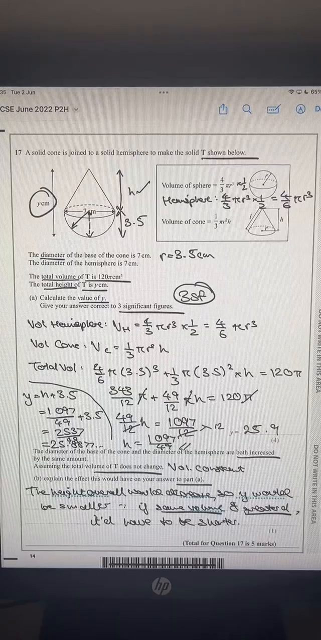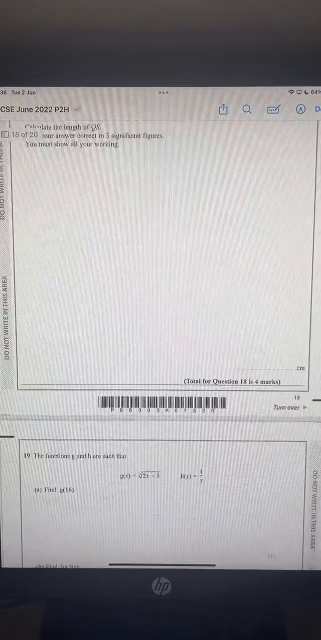Okay? It just looks bad because I've done it in pen and I scribbled everywhere. Hopefully that makes sense to you all. But yeah. Okay, moving swiftly on.